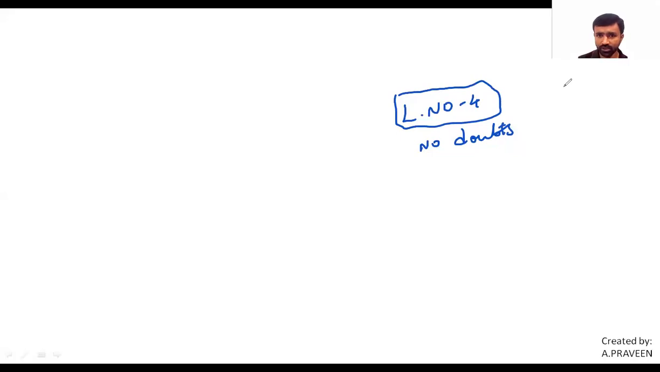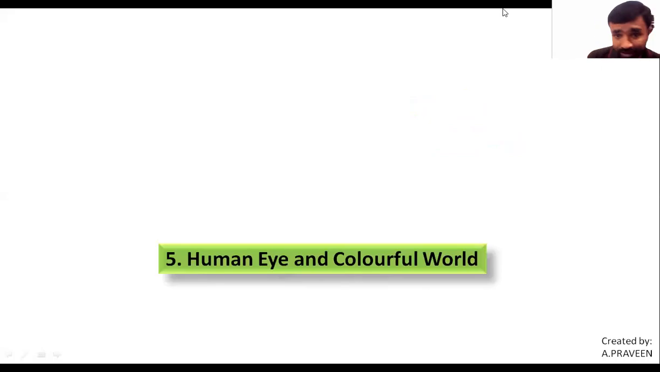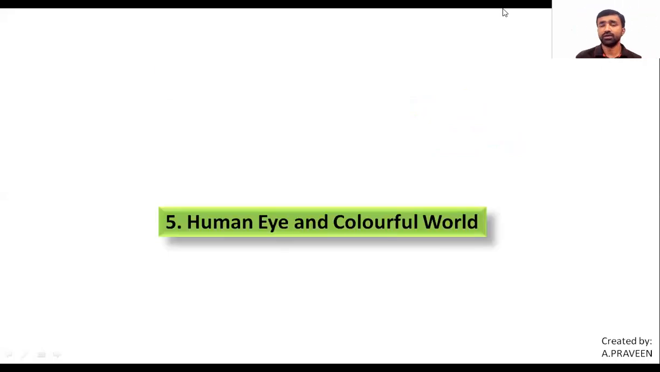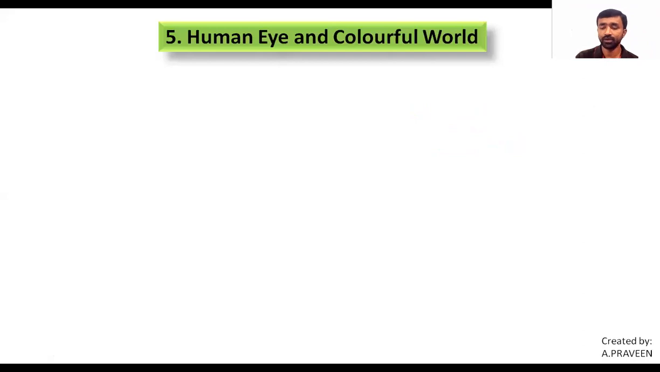Okay. Let us start a new lesson. That is Human Eye and Colorful World, related to the same concept, light. Here, what we learned in the 4th lesson, right? In your 4th lesson, we learned about lenses and its types.